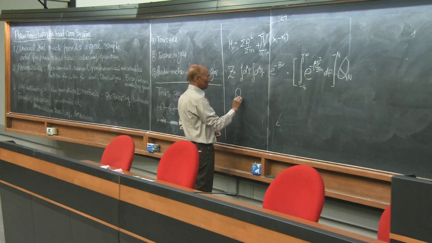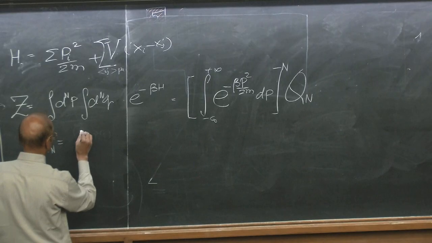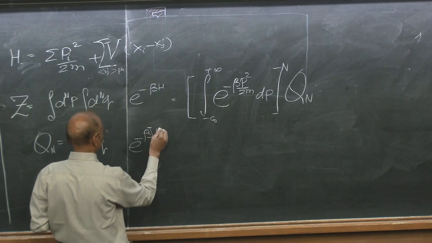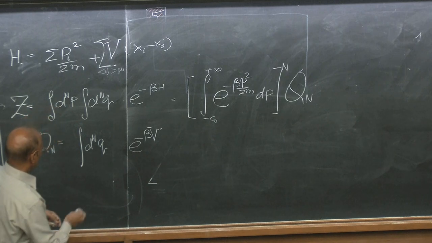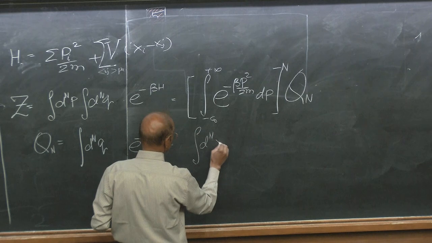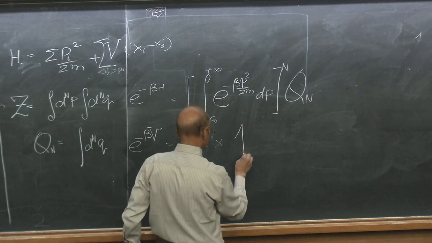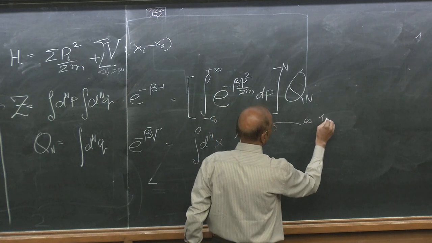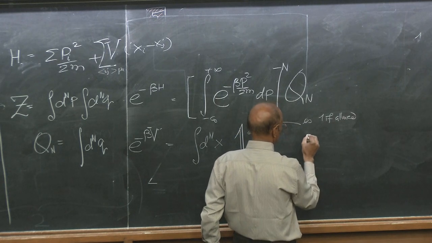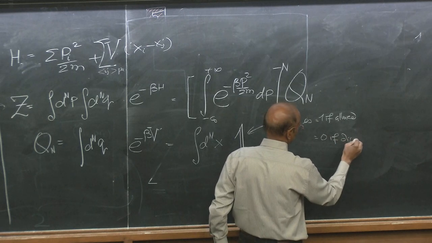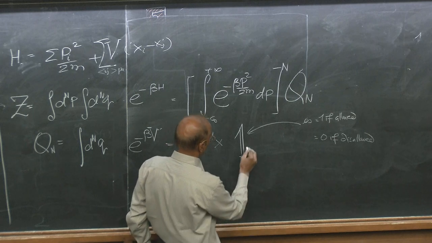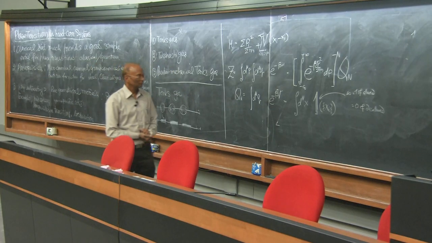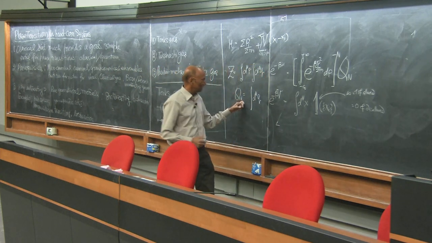Let's write down Q_n. It is the integral d^n q of e to the power minus beta V, where V is the potential energy function. And this is equal to the integral d^n x of a function which is 1 if allowed and equal to 0 if disallowed. This is just a change of notation. This is a function of the x_i. No problem so far. Okay, now we want to calculate Q_n for arbitrary n.